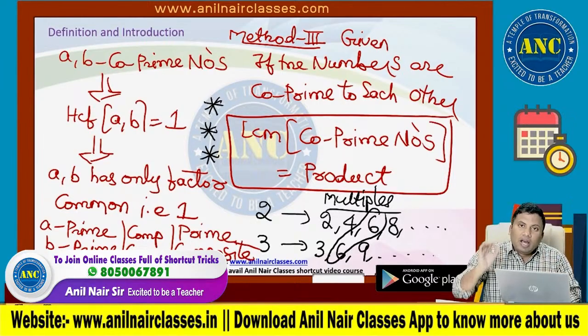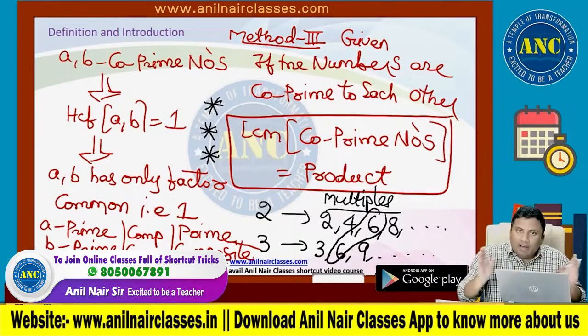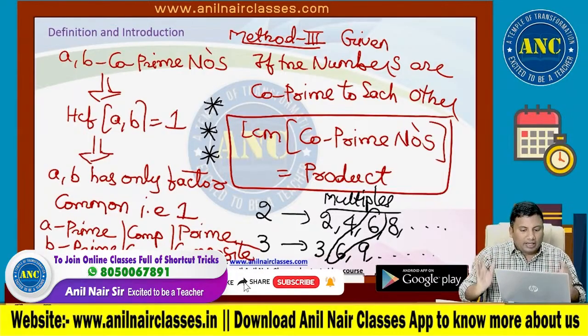Method 1: the largest number is a multiple of every other number. Method 2: the largest number is not a multiple of every other number, but none of the numbers are multiples of a given number. Then you will get method number 3: if the numbers are co-prime to each other, LCM is nothing but their product. Examples.